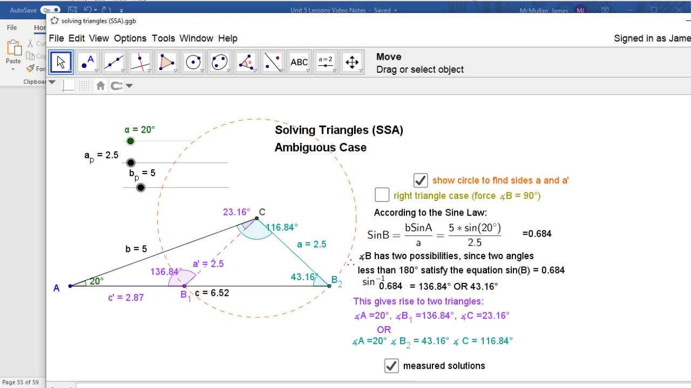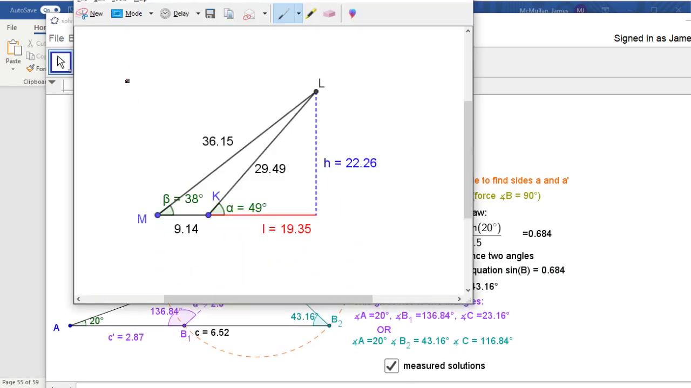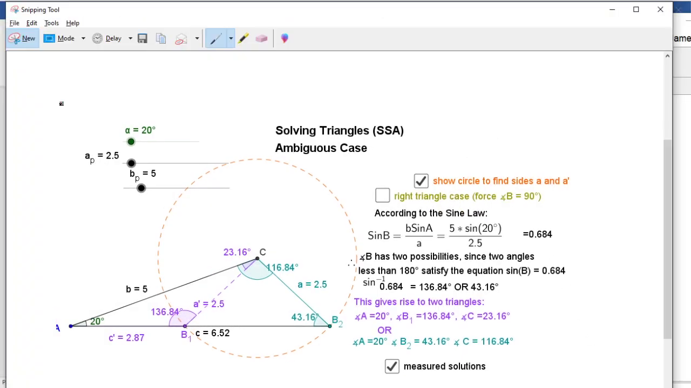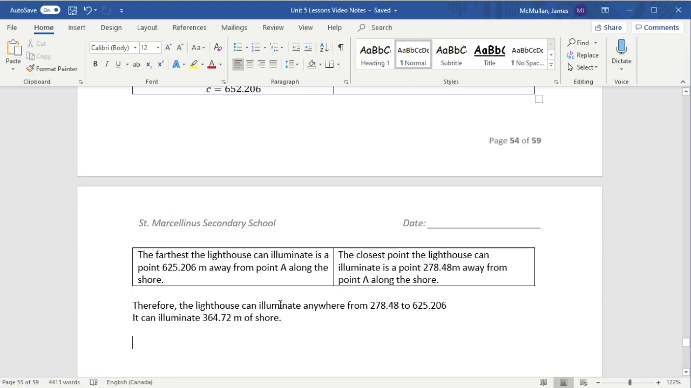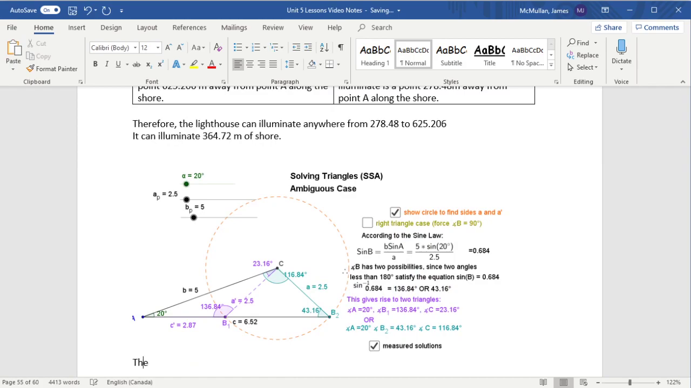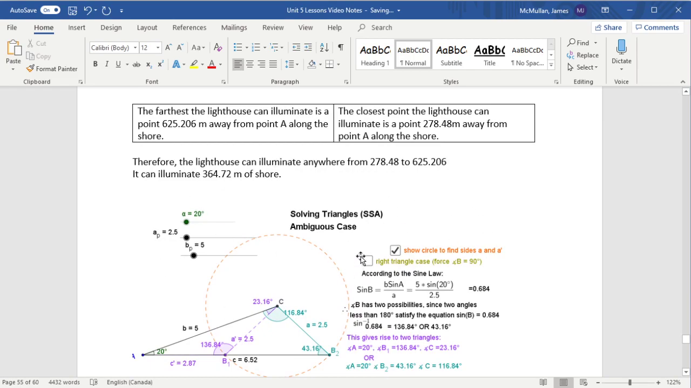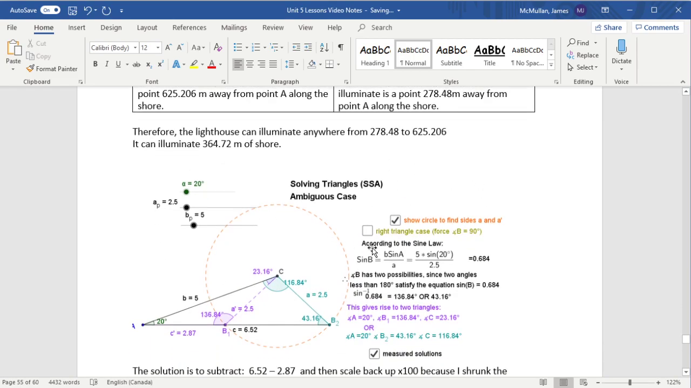And again, I'm just going to take a picture of the whole thing. And the solution is, of course, to subtract the two. Okay, and so there you go. Really good question. There's one in the assignment very similar to it. Try it. See if you can do it.